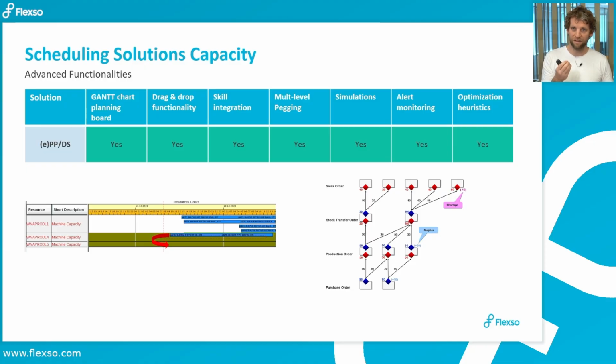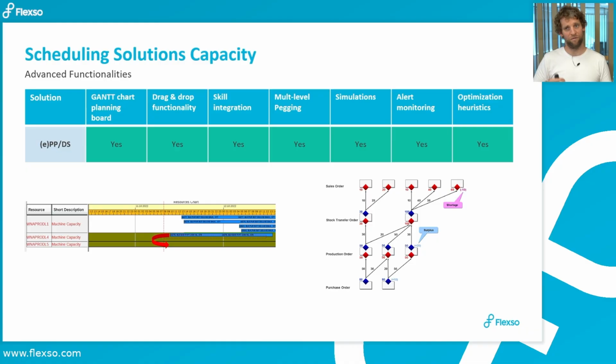That means that if you have, for example, a purchase order that is delayed, you can immediately see all the sales orders that are using this purchase order, so the raw material in its production process. So immediately you can see which are the sales orders that are at risk, and via alert monitoring, it will even tell you which ones might actually have a problem.